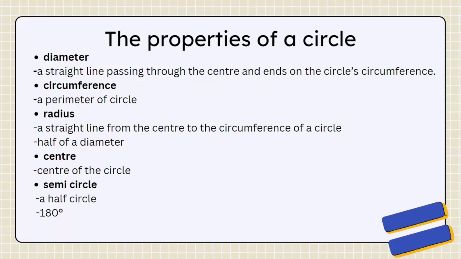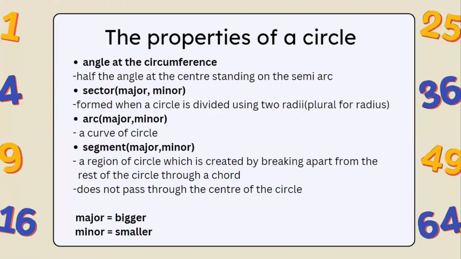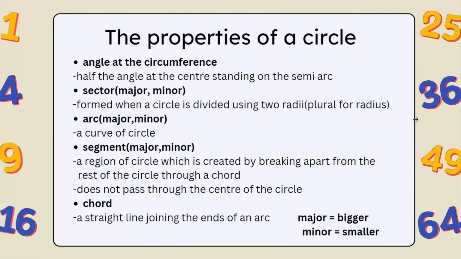The properties of a circle. Diameter: a straight line passing through the center and ending on the circle's circumference. Circumference: the perimeter of a circle. Radius: a straight line from the center to the circumference of a circle, half of a diameter. Center: the center of the circle. Semicircle: a half circle, 180 degrees. Angle at the circumference is half the angle at the center standing on the same arc.